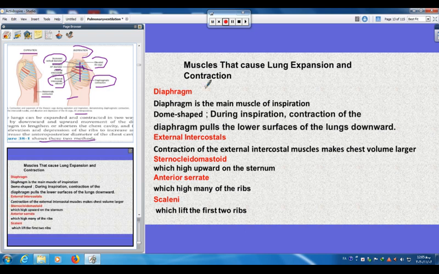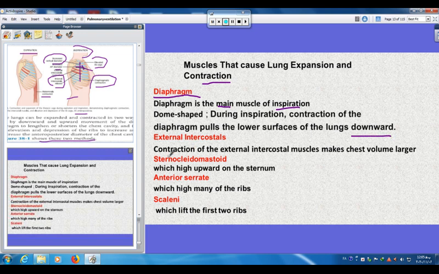Therefore, we should know the muscles that cause lung expansion and contraction. For example, one of the most important muscles is the diaphragm. The diaphragm is the main muscle of inspiration. You should remember, okay? It is dome shaped during inspiration. Contraction of the diaphragm pulls the lower surface of the lungs downward.